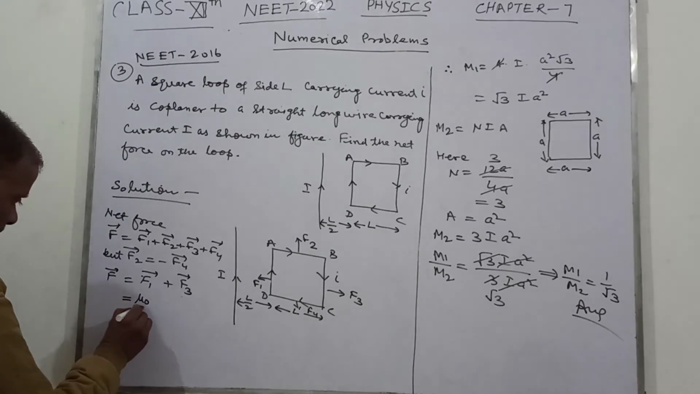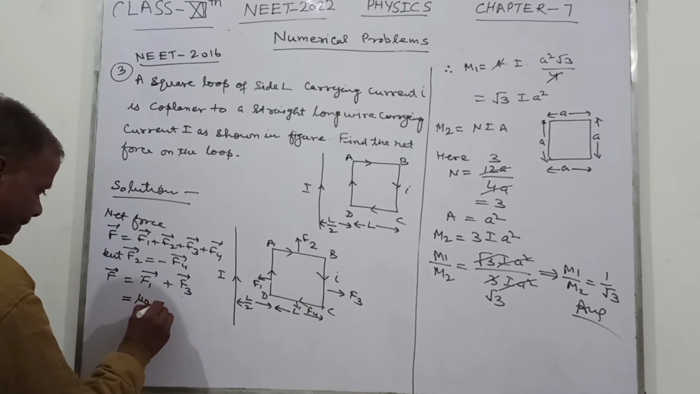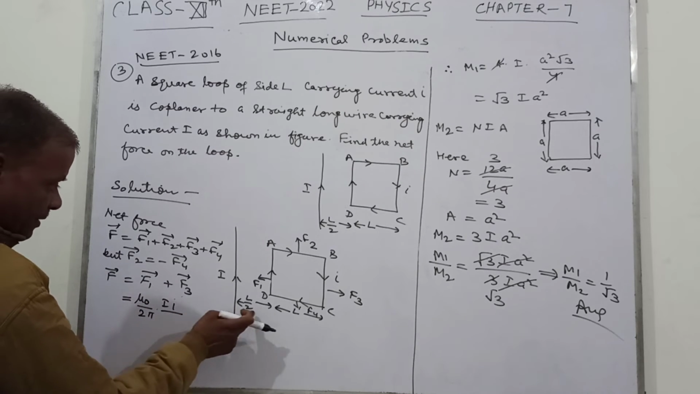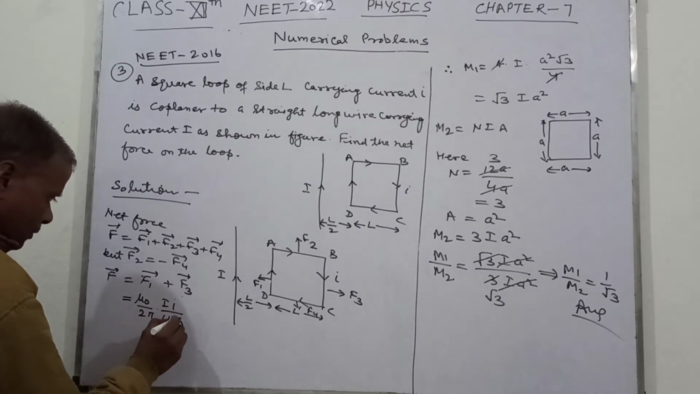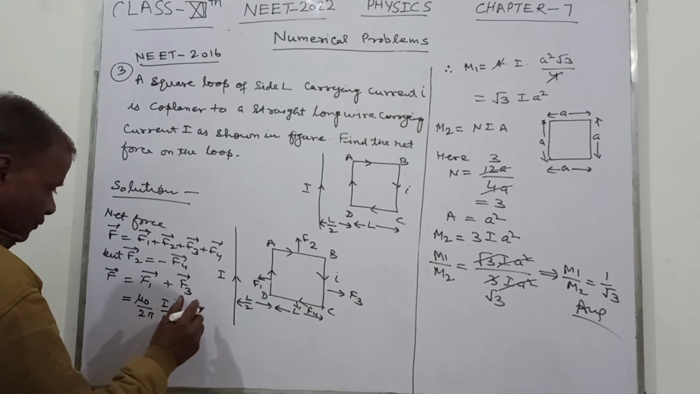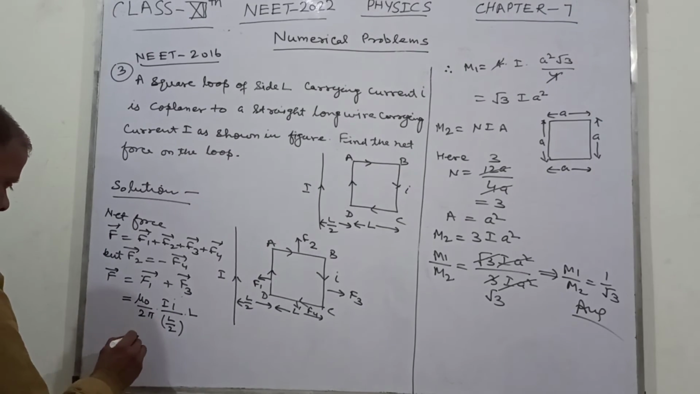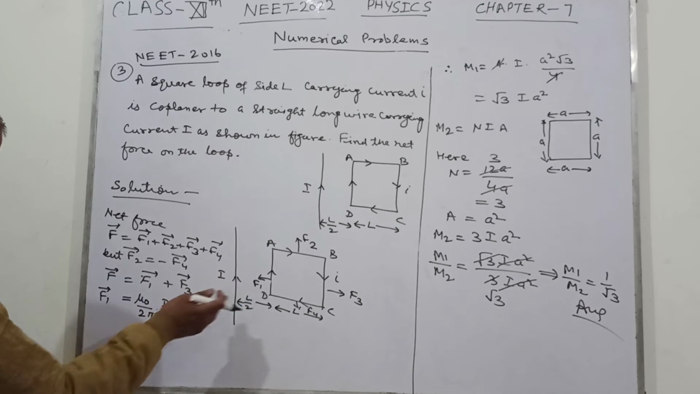Mu naught upon 2 pi into I into I upon distance between them. This is now L by 2, into the length of this one, that is now L. This is F1. So this will be attractive.